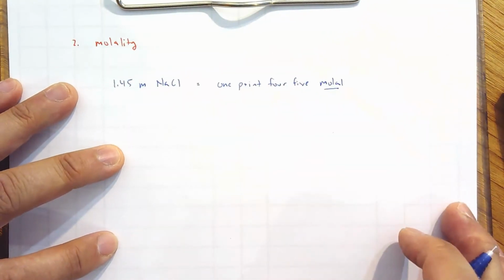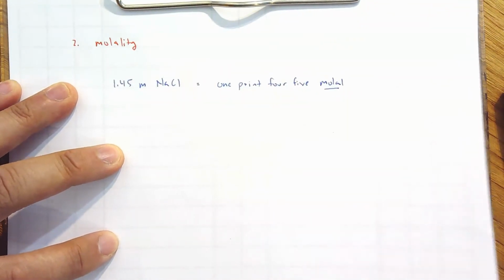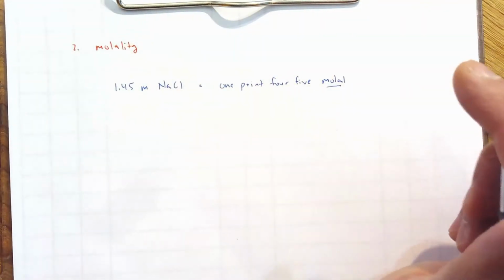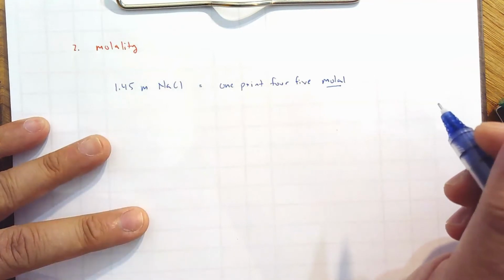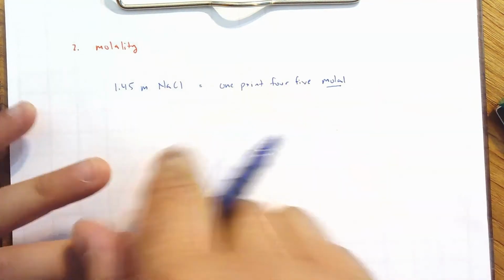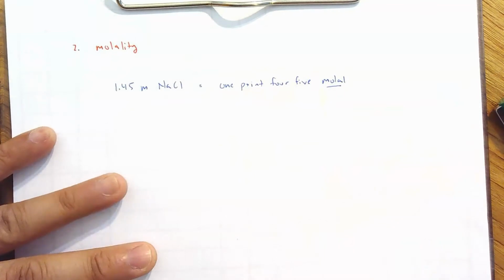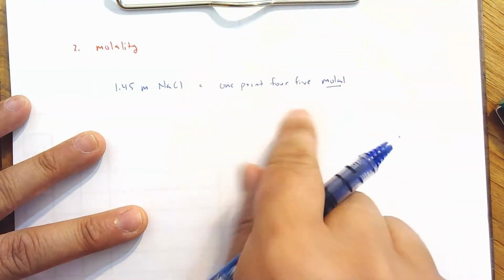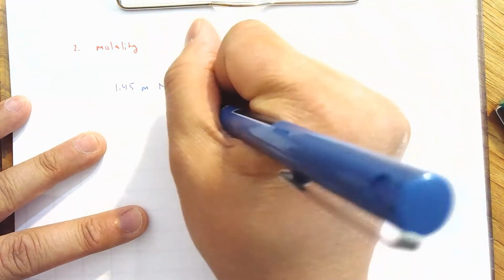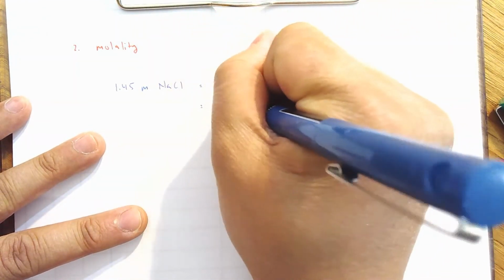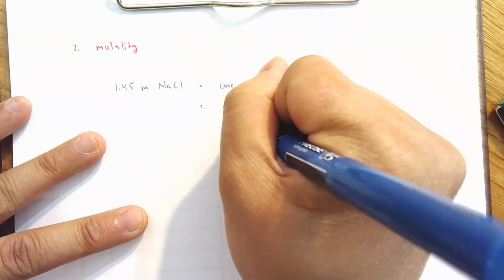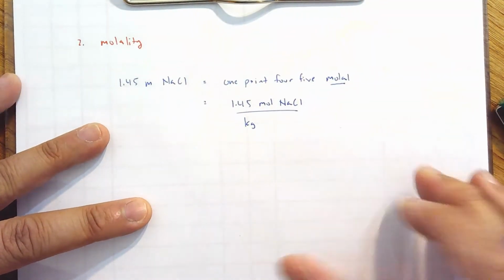Molarity by far is the more common. Molality we'll see in a couple of equations later in this unit when we talk about colligative properties, boiling point, melting point. The concentration of a solution can alter those properties. Well, what the heck is a molal? This is equal to 1.45, still moles on top over kilograms. Now we're using a mass.